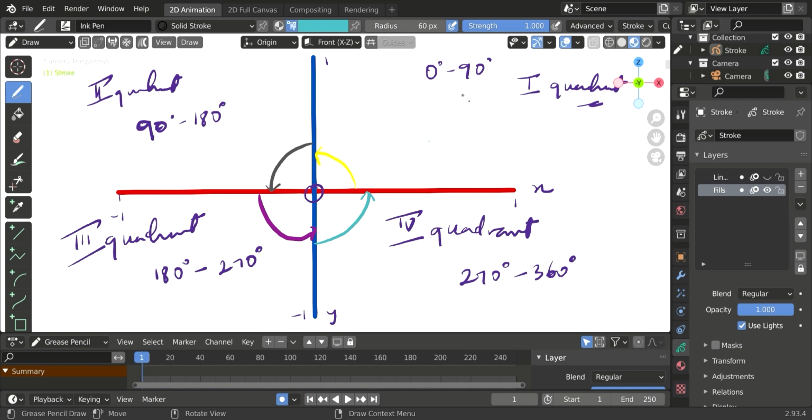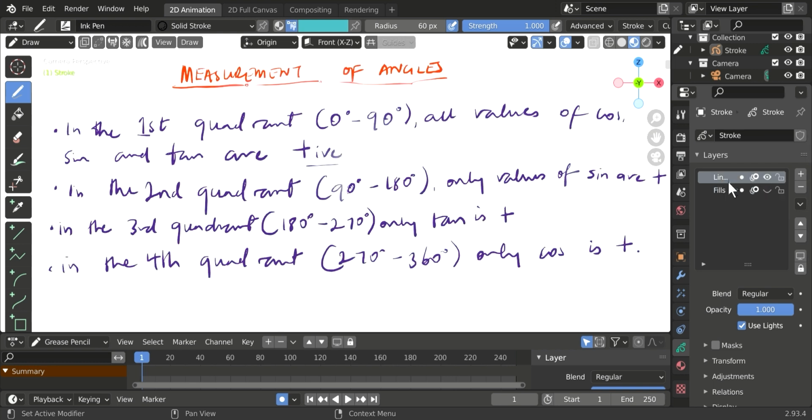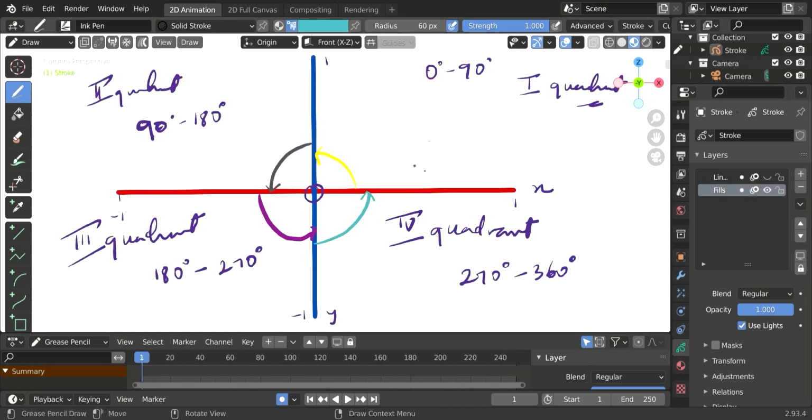So now that we understand what quadrants are, what did it mean by in the first quadrant, 0 to 90 degrees, all values of cosine, sine, and tangent are positive? Let's go back to our graph. We know that when you're finding cosine and sine, let's forget about these points. Forget that they exist. Let's focus on this sector alone.